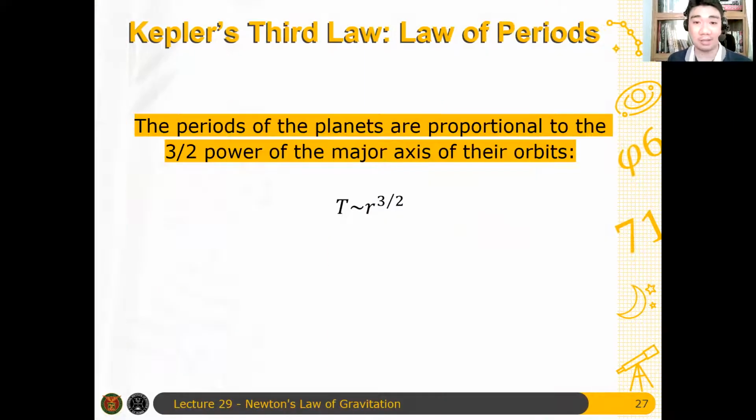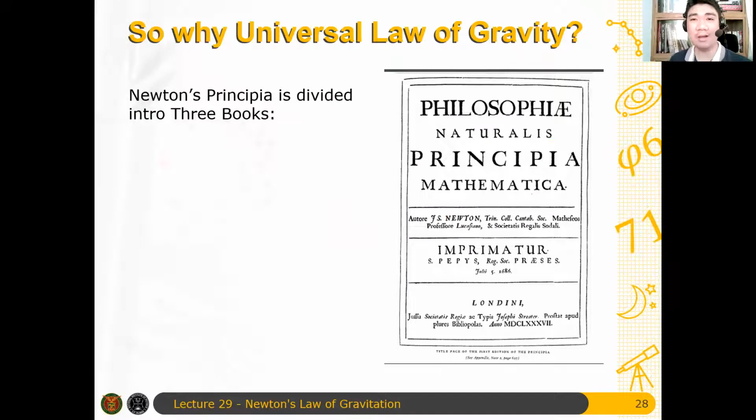And then finally, this is the most important for our discussion today, Kepler's third law, which is on the law of periods. The periods of the planets are proportional to the 3/2 power of the major axis of their orbits. Okay, so T is proportional to R to the 3/2. This will be one of the equations that we will be needing, understanding paano nakuha ni Newton yung Universal Law of Gravitation. Okay. So paano niya sinulat yung Universal Law of Gravitation?